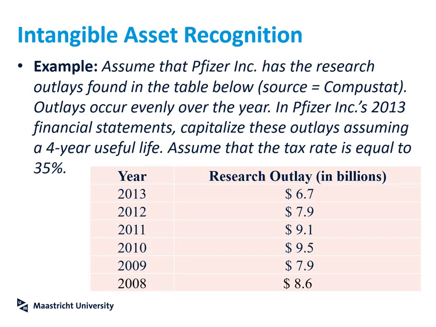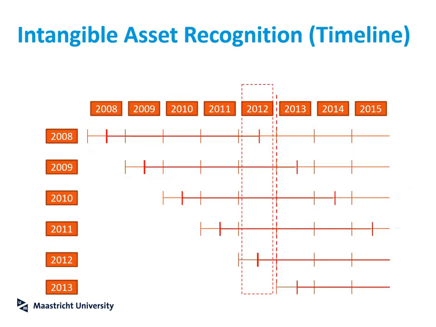Well, let's look at an example where we have Pfizer and they have the following outlays, and the outlays occur evenly over the year. And we want to capitalize these outlays using a 4-year useful life and a 35% tax rate. So whenever it comes to capitalizing R&D outlays, the thing to do would be to draw this timeline. So in this case, we want to capitalize outlays that occur evenly over the year, over the useful life. And in this case, the useful life is 4 years.